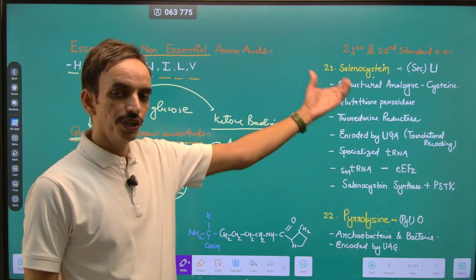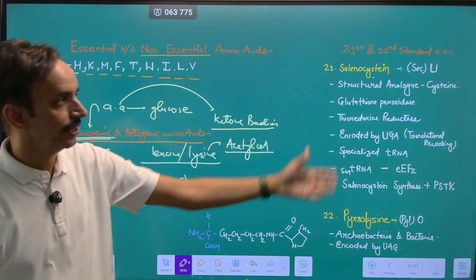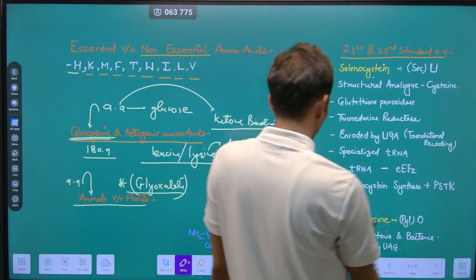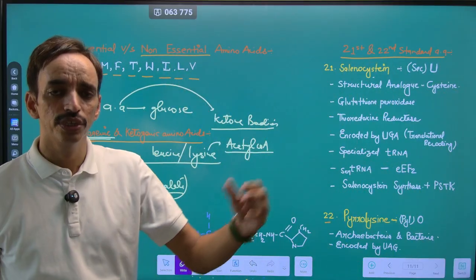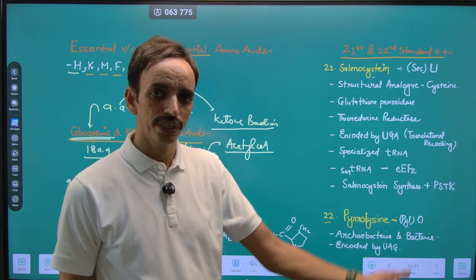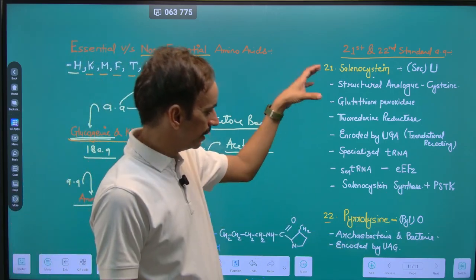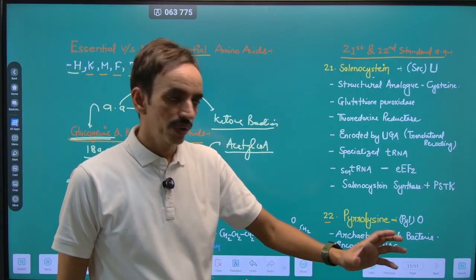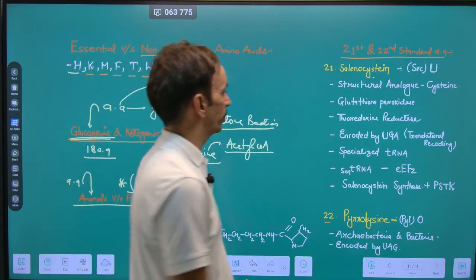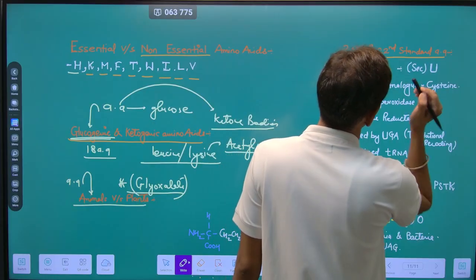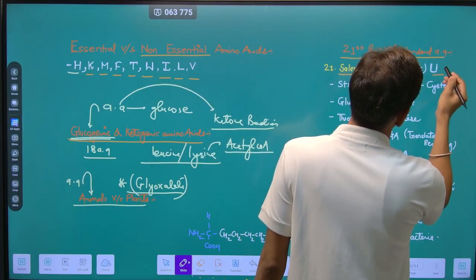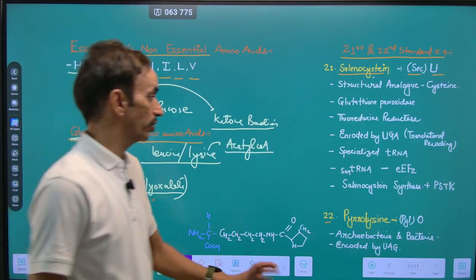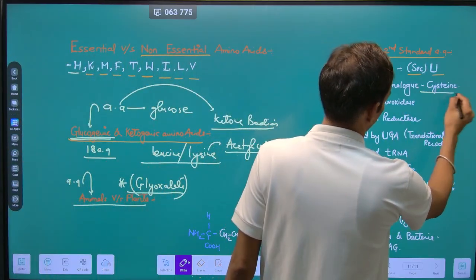Next, the 21st and 22nd amino acids, they are newly discovered. Not newly, we can say, the 22 amino acids है, 22nd amino acid ये भी 2002 में खोजा जा चुका था, तो अभी नया नहीं कह सकते, but these are additional to our traditional 20 amino acids. One is known as selenocysteine. It is denoted by U and abbreviated as SEC. It is the structural analog of cysteine.